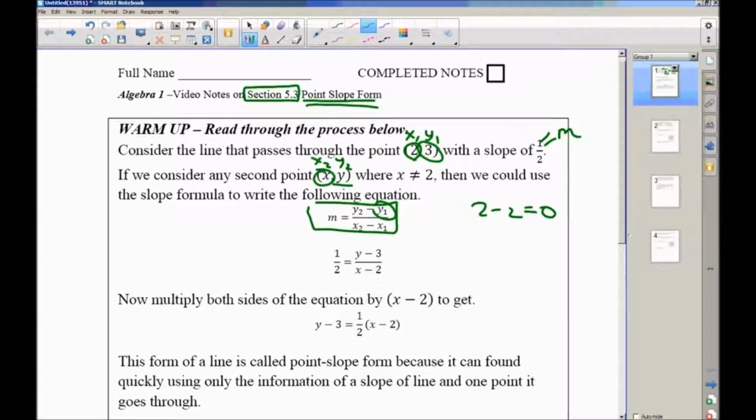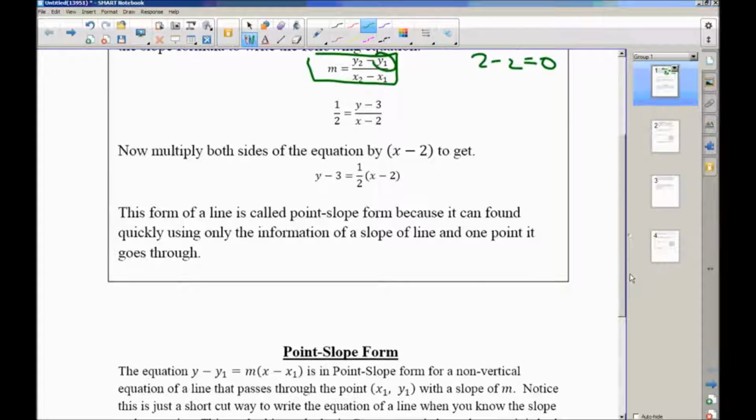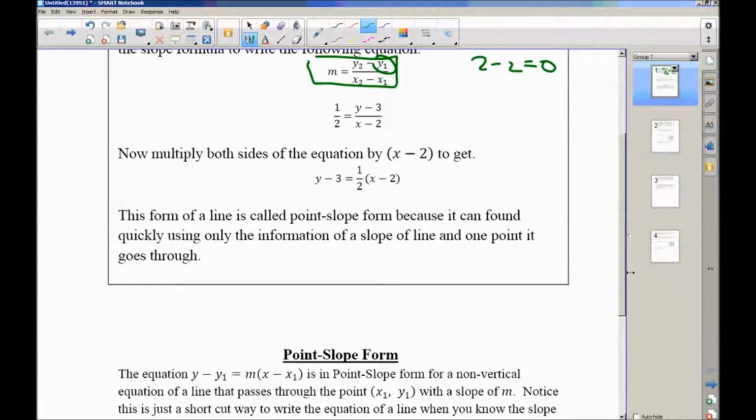Okay. Now, multiply both sides of the equation by x minus 2. So this moves our x minus 2 to the other side. So y minus 3 stays on one side. I moved it to the left. And then I take the x minus 2, I multiply it to both sides. So instead of having 1/2, now I have 1/2 times (x minus 2). Okay. This form of a line is called point slope form. Okay. Because it can be found really quickly if we know the slope and one point. So point and slope, one thing and one more thing, the point and the slope.